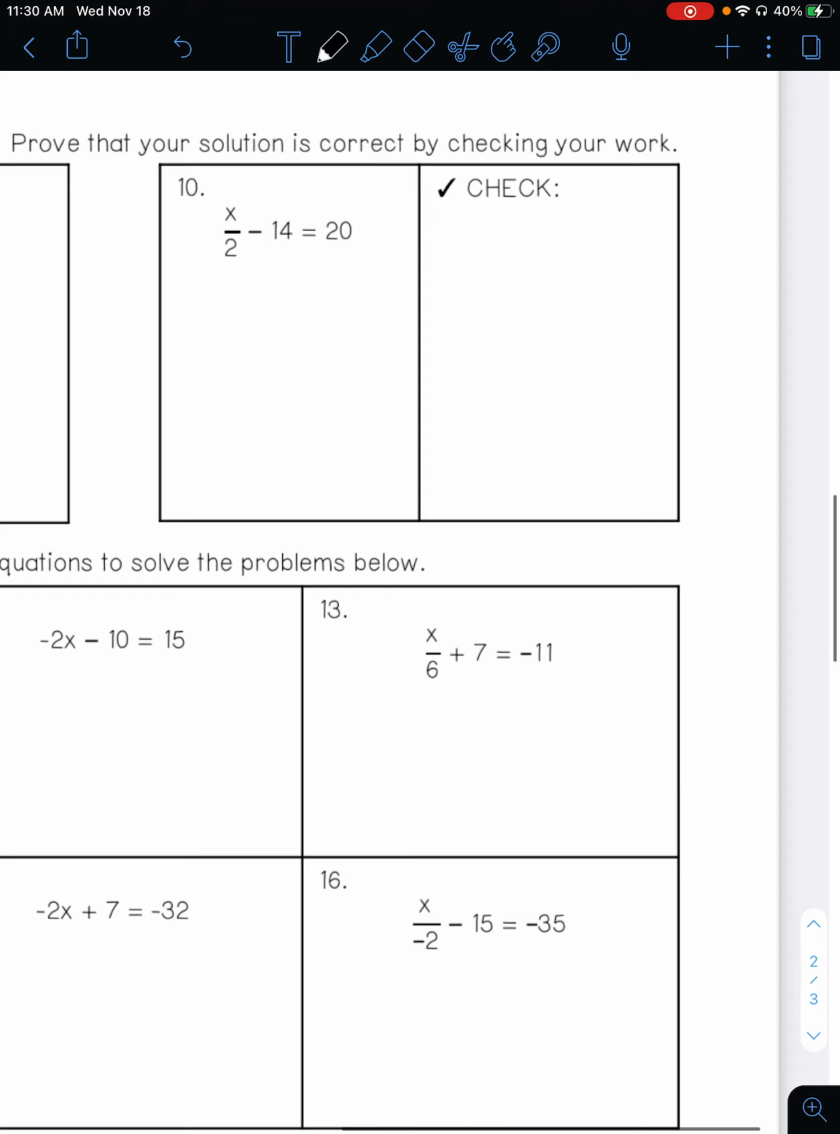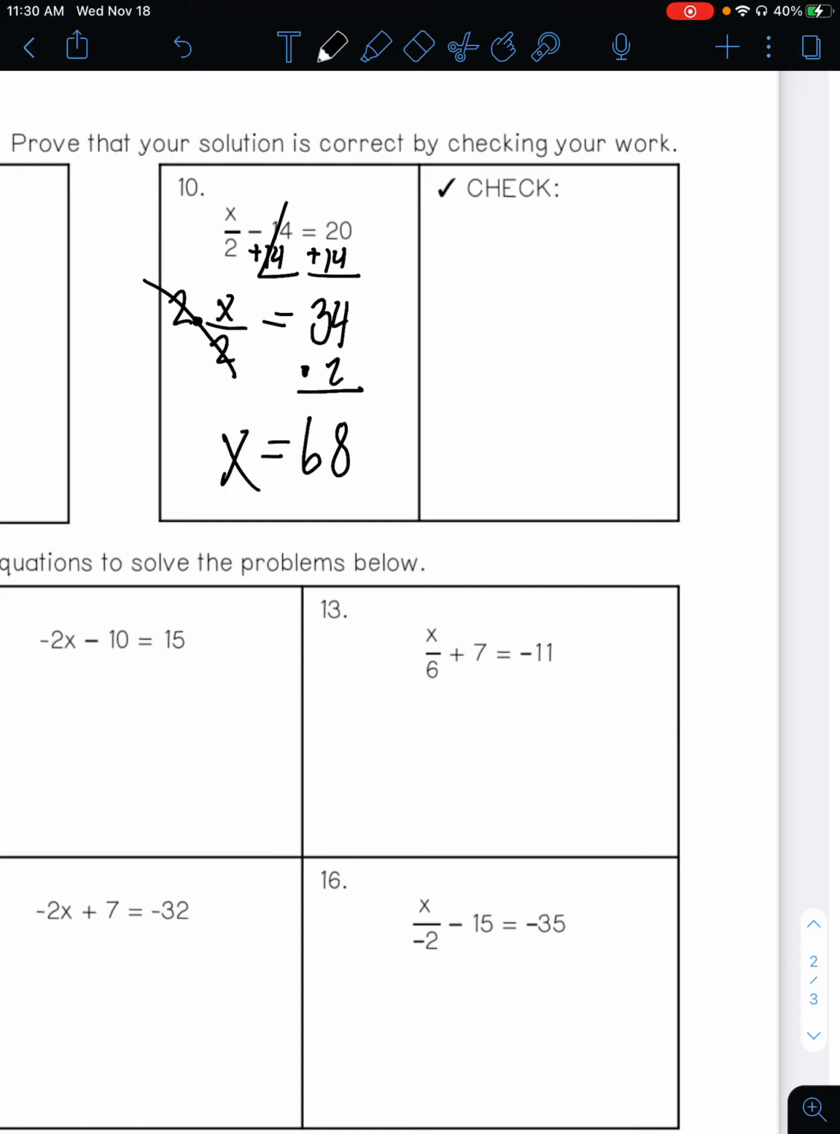Let's look at number 10: x over 2 minus 14 equals 20. So we add 14 to both sides, and 34 equals x over 2. X is being divided by 2. To undo division, we multiply, so we multiply by 2. 68 is equal to x.